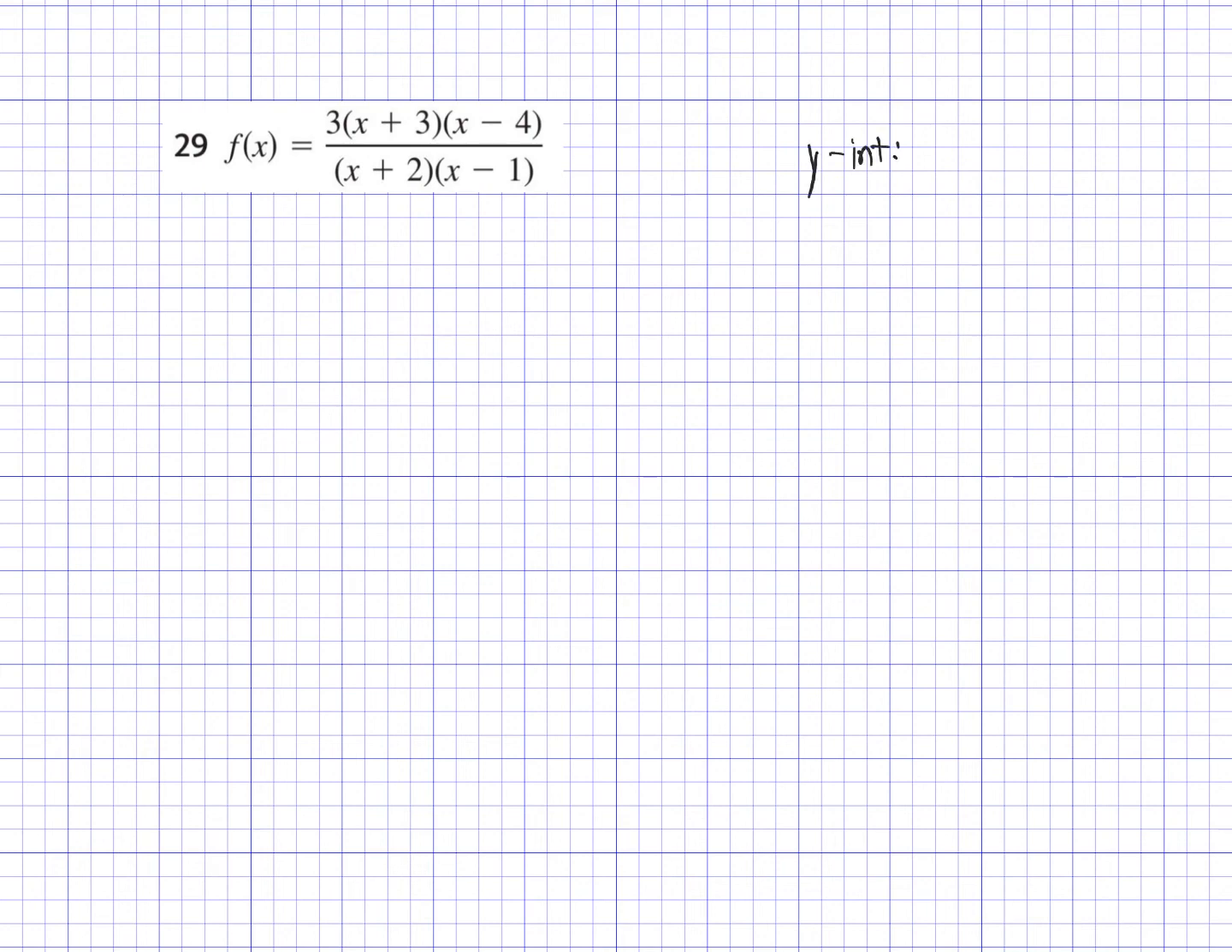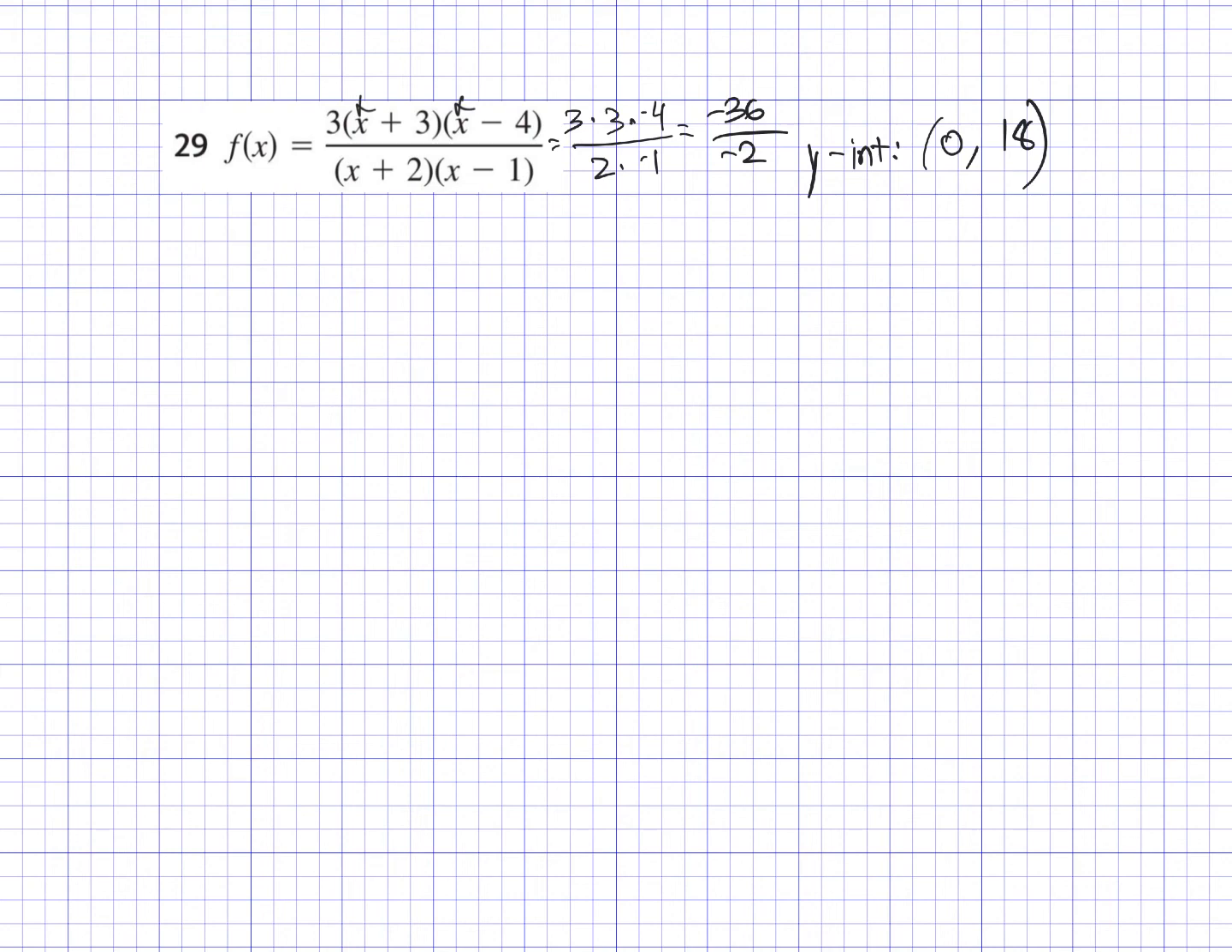Y-intercept is at, plug 0 in for all your x's. Don't forget you got a 3 on the top there. You got 3 times a 3 when x is 0. When x is 0, you got a 3, 3, and a -4. So 9 times -4 is -36. And the denominator, you have 2 and a -1, that's -2. So 18. 18 for your y-intercept.